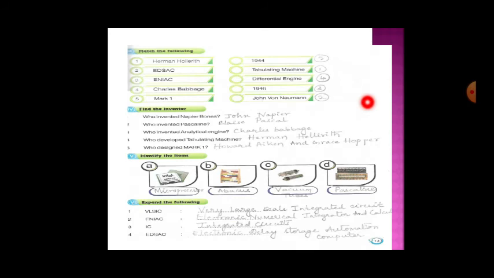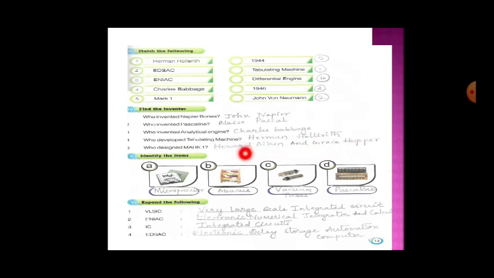I have given here all the options, you just need to tick it. Next, match the following. Don't put lines here, you put the numbers. Next, who is the inventor? Who invented Napier bones? John Napier. Who invented Pascaline? Blaise Pascal. Who invented analytical engine? Charles Babbage. Who developed tabulating machine? Hermann Hollerith. Then who designed Mark 1? That is Howard Aiken and Grace Hopper.